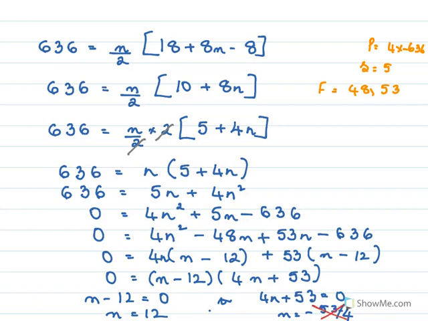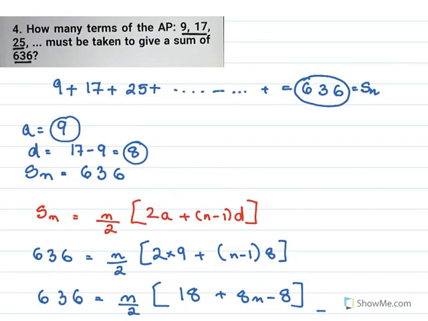However, we ignore the negative sign. N can never be negative. We ignore the negative sign and we say n equal to 12. So to get a total of 636, you have to take 12 terms. So A1, A2, right up to 12 terms. You add up all this and you get the total 636.